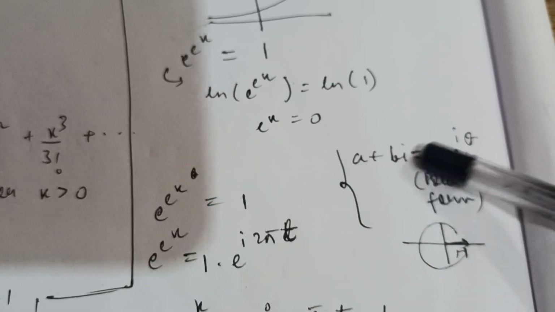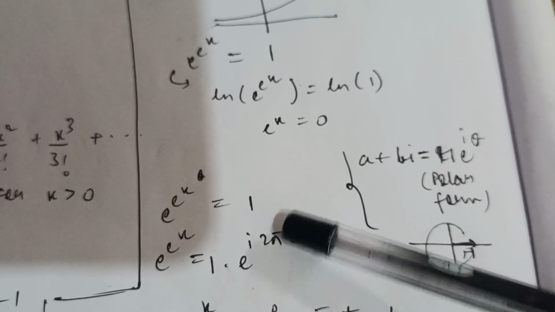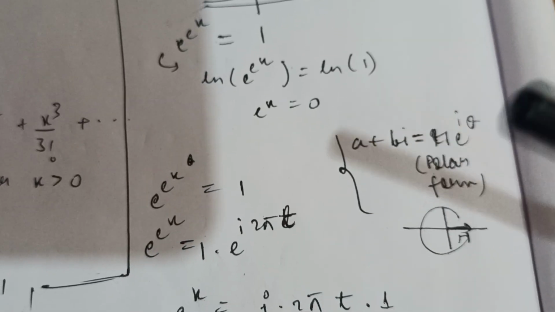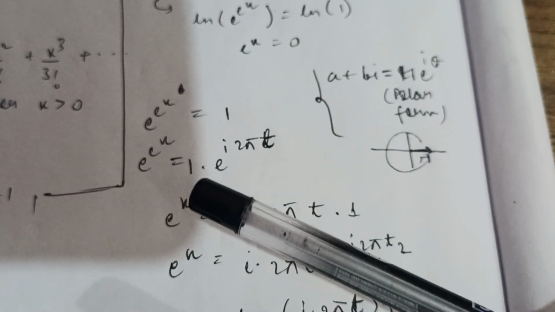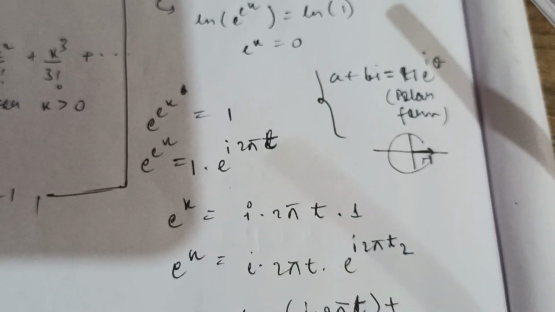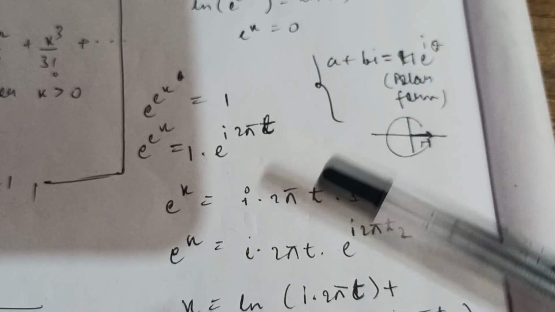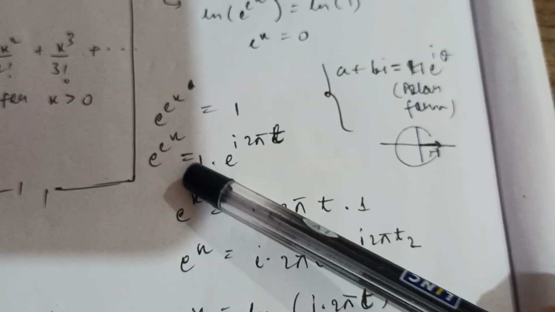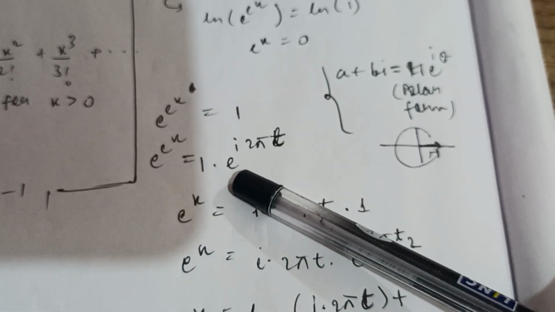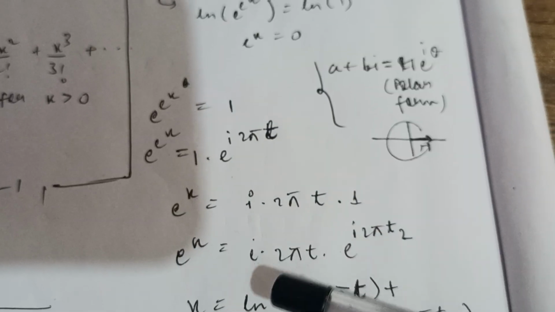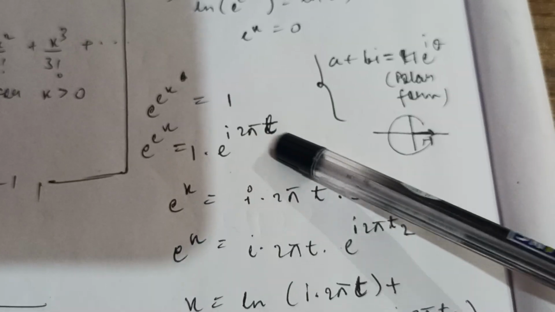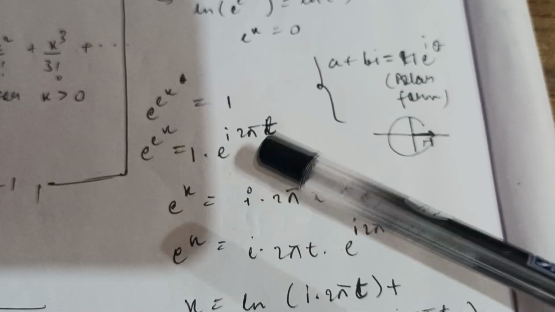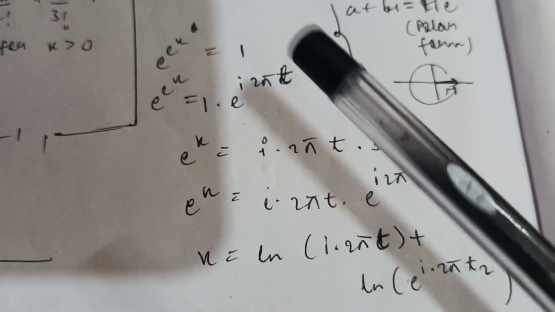So this is the polar form for reference. So I will write 1 as 1 into e to the power i 2 pi t, any multiple of 2 pi as a theta. Now I will not explain the polar form here because I am assuming that's a prerequisite. So now e to the power x equals to this, 1 into e to the power i 2 pi t. From here, after taking ln on both sides, this will reduce to e to the power x equals to this.